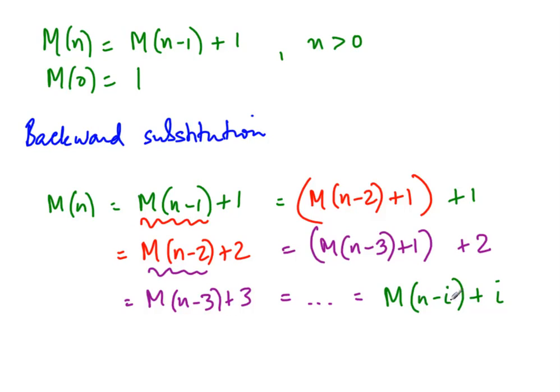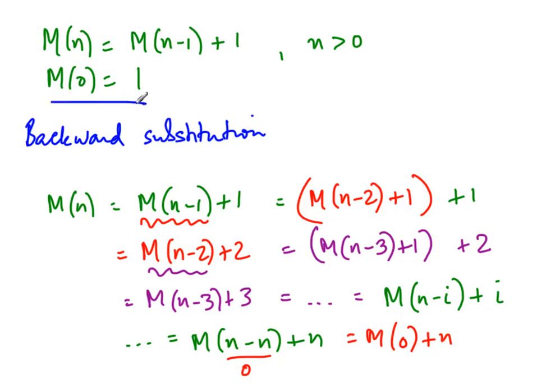If you keep going, eventually as i is growing, i will become n. So eventually you will come to M of n minus n plus n. But now of course this is 0, so you get M of 0 plus n. And this is where the base case comes in: M of 0 is the initial condition, it's 1. So this is equal to 1 plus n. This tells us that this factorial function will make n plus 1, or order n, multiplications.